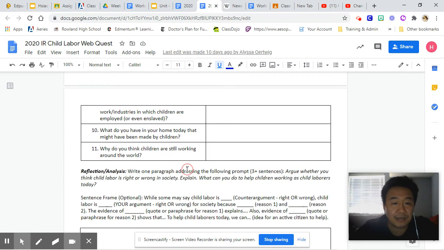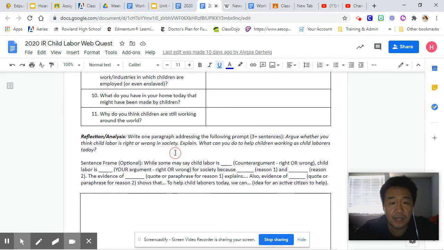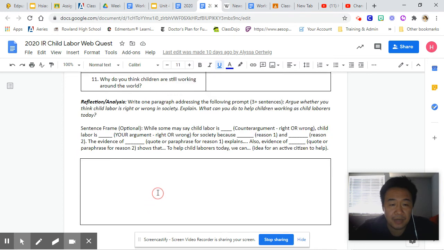And at the end of this, you're going to have a reflection. The reflection is going to argue whether this is right or wrong. Do you believe child labor is something society should be using? Not depend on, but at least be using. And then what can you do to help children working as child laborers today? Is it something where we should find better ground, better healthcare, or at least better conditions for these kids, maybe even a little bit better pay? Is that even possible? So think about your argument, and then you can write the sentence frame and put it in the box, please.